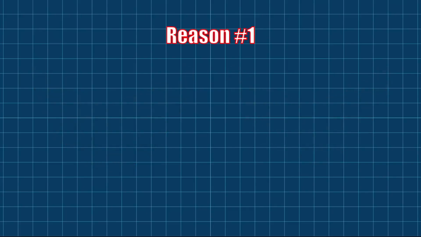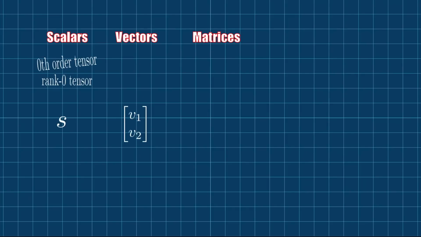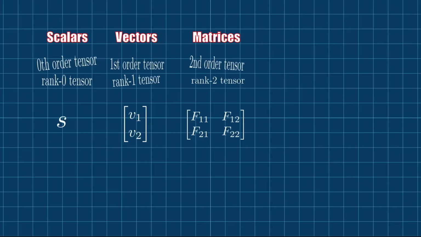First of all, you can think of tensors as the generalization of the concepts of scalars, vectors, and matrices. A scalar is just a number. We also call this a zero-order tensor or rank zero tensor. A vector is an array that contains multiple numbers in a column, which we also call a first-order tensor. And a matrix, which is an array of numbers with rows and columns, is called a second-order tensor.